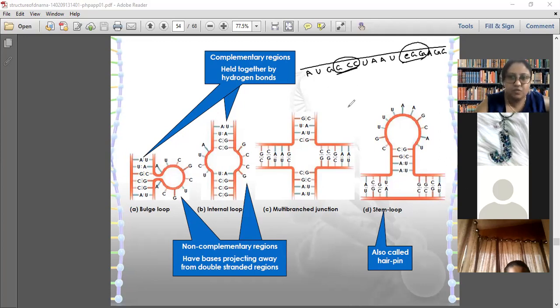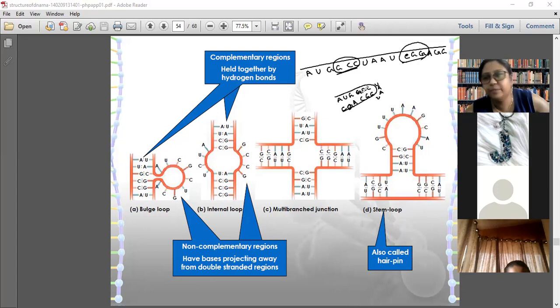Yes, ma'am. So what happens in natural condition is this RNA will form a loop between these two parts and form a structure like this. That means AUG, GC, C. Here the U will be remaining, and at this part it will internally fold like this.